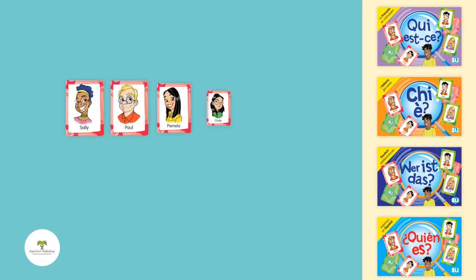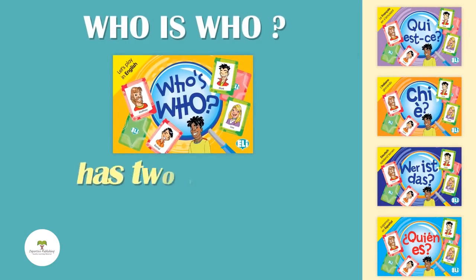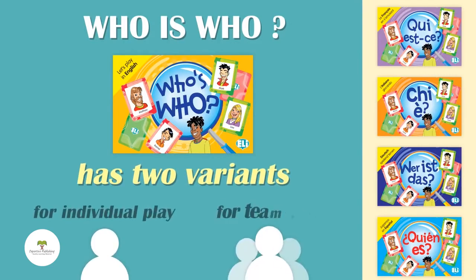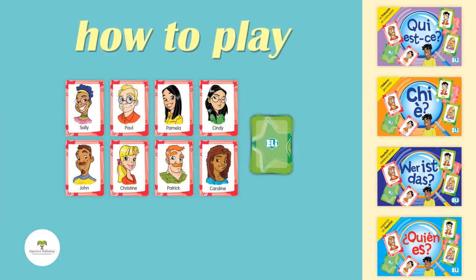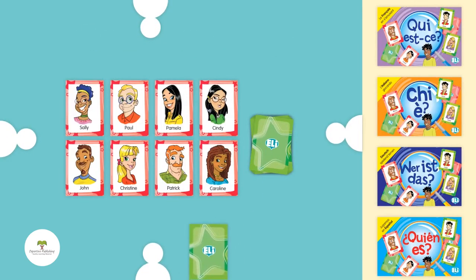The cards from the red deck are spread out on the table, picture side up. The green card deck is put on the table and is accessible to all players. Who is Who has 2 variants for individual and for team play. In the individual game, 1 player picks up a card from the green deck without showing the other players. This is the mysterious character that your playing partners have to discover. In turn, the players ask questions about the physical aspects of the character on the other player's card. Answers must only be yes or no.